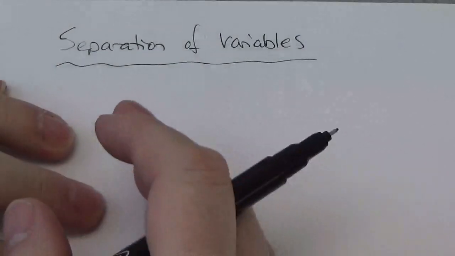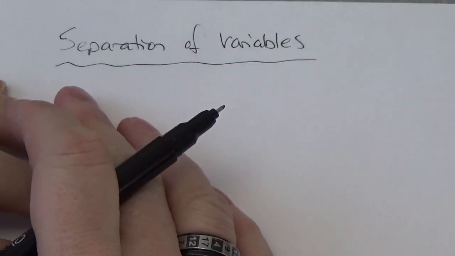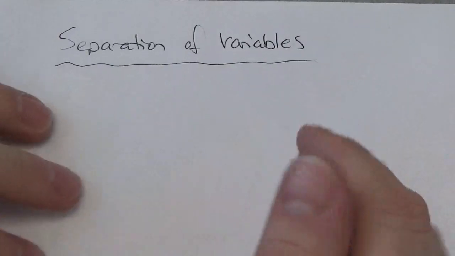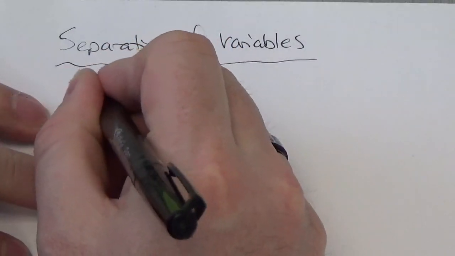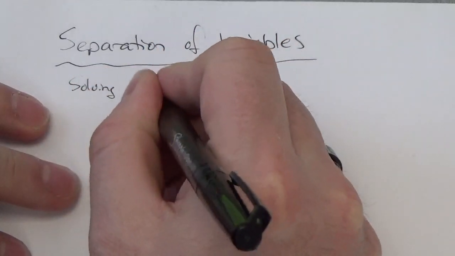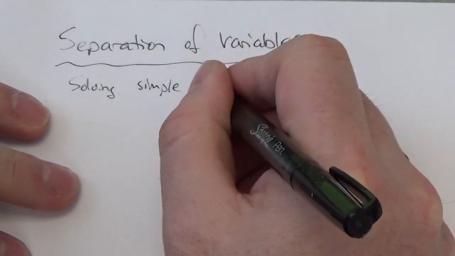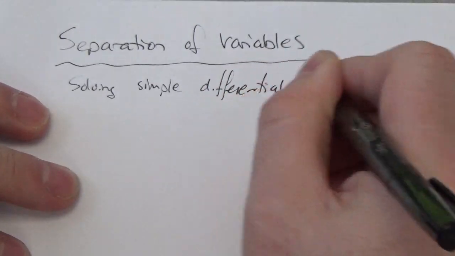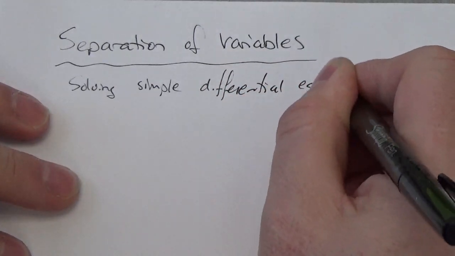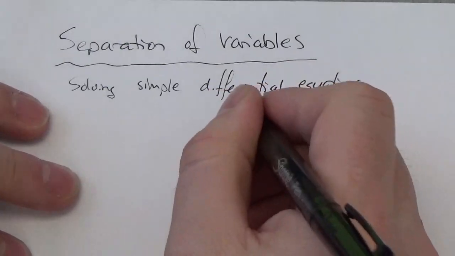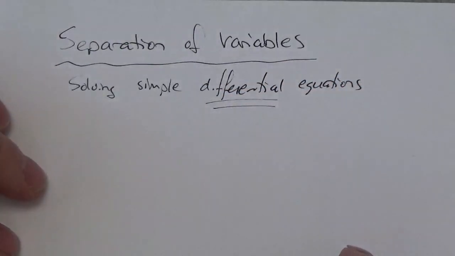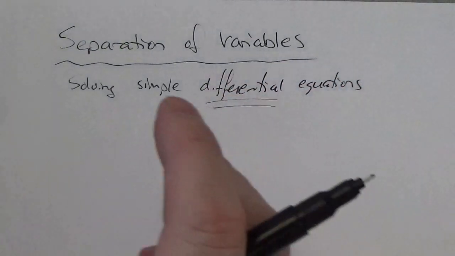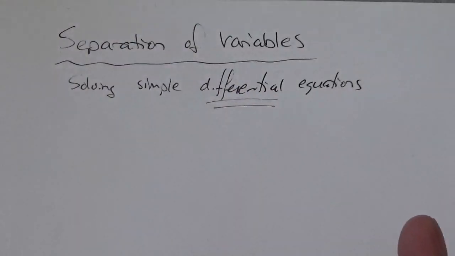Okay, hi everybody. So in this lesson, we're going to take a look at the method of separation of variables. This is about solving very, very simple, what we call differential equations. What we mean by that is these are equations that have a derivative in them. Now there's a lot of vocabulary associated with that. I'm not going to get into that right now.